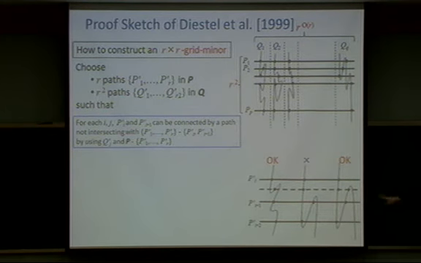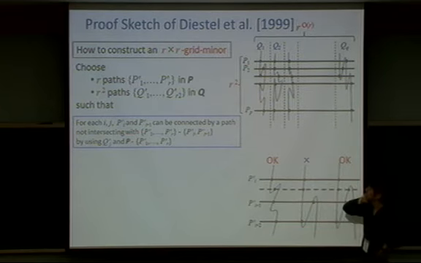On the other hand, this is a good case. In this case, we have another path here, and we have two intersections here. So in this case, we can connect Pi and Pi plus 1 by using this path. Okay, so this is a good case.